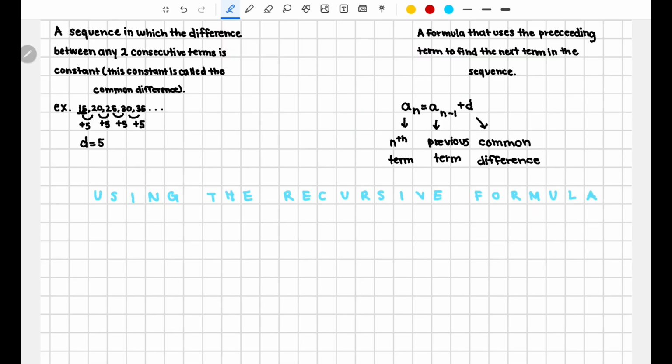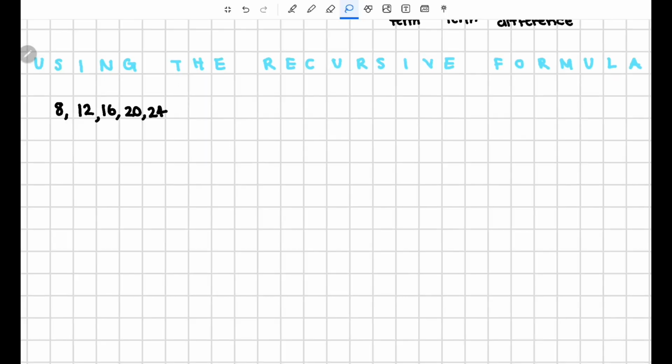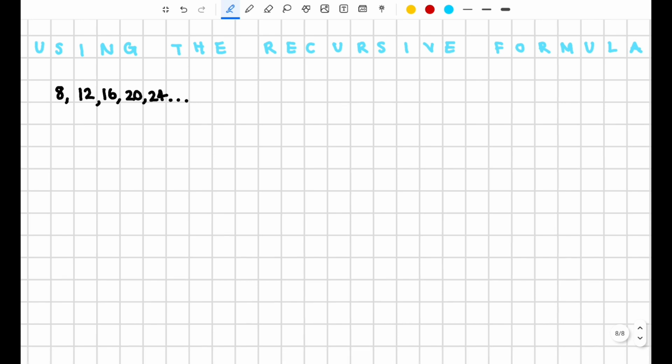Now let's use the recursive formula in different sequences to find the next term. We have the sequence 8, 12, 16, 20, 24, and the sequence will go on forever in this way. The first thing with any arithmetic sequence, whether you're using the recursive or the explicit formula, one thing common is that you have to find the common difference. It is true that with the recursive formula, you don't need to separately identify the first term in the sequence, but you still need to identify the common difference, which in this case is 4.